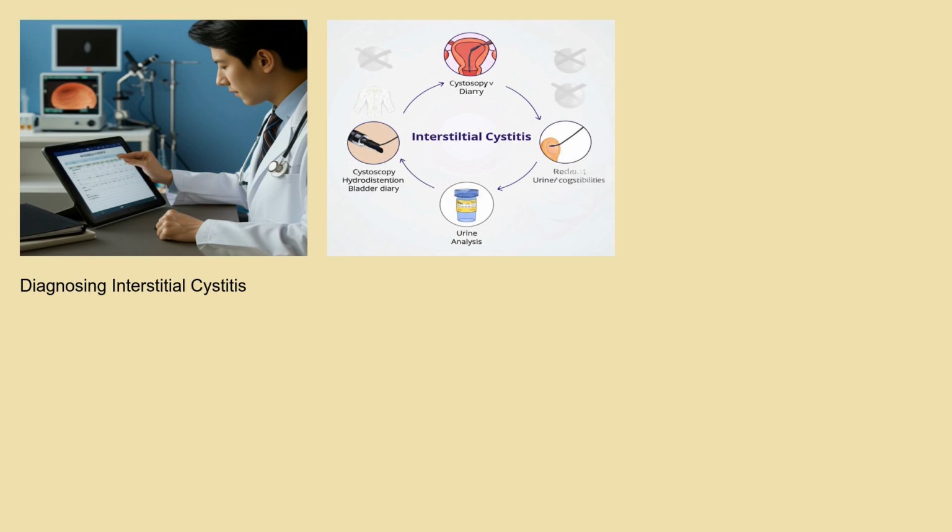Diagnosing interstitial cystitis usually involves a process of elimination to rule out other conditions. Your doctor will likely start with a thorough medical history and physical examination. A urine analysis will be performed to check for infection. A cystoscopy, where a small camera is inserted into the bladder to visualize its lining, may be conducted. During the cystoscopy, a hydrodistension, which involves filling the bladder with fluid, may be performed to stretch the bladder and assess its capacity and any potential abnormalities. A bladder diary, where you track your fluid intake and urination frequency, can also be a helpful tool.